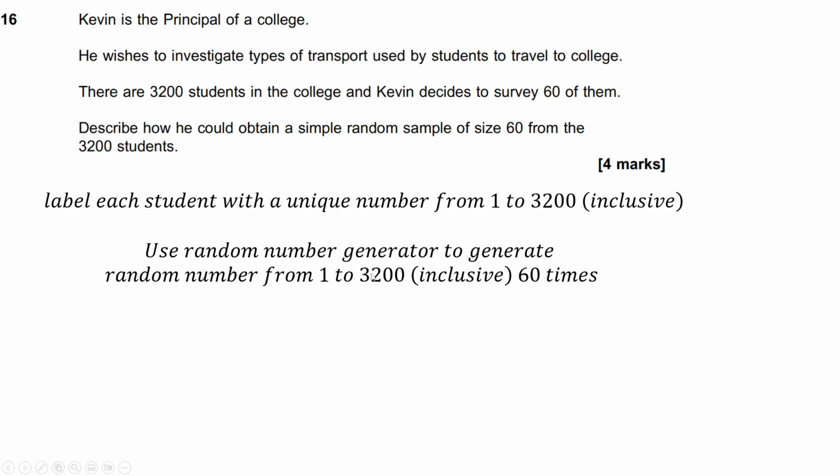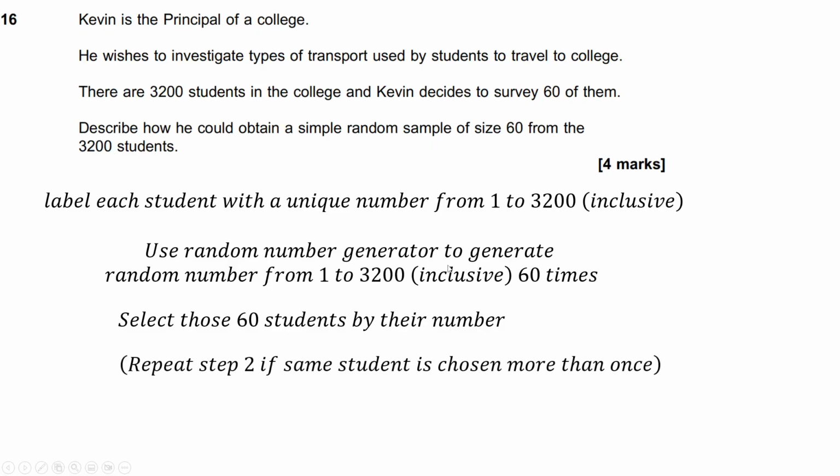So just pull up Google, just put in the limits 1 to 3,200. I think it is inclusive on Google, not too sure, maybe just check. Do that 60 times, get those 60 numbers, get those 60 students with their corresponding number, and then repeat step 2 if the same student is chosen more than once.